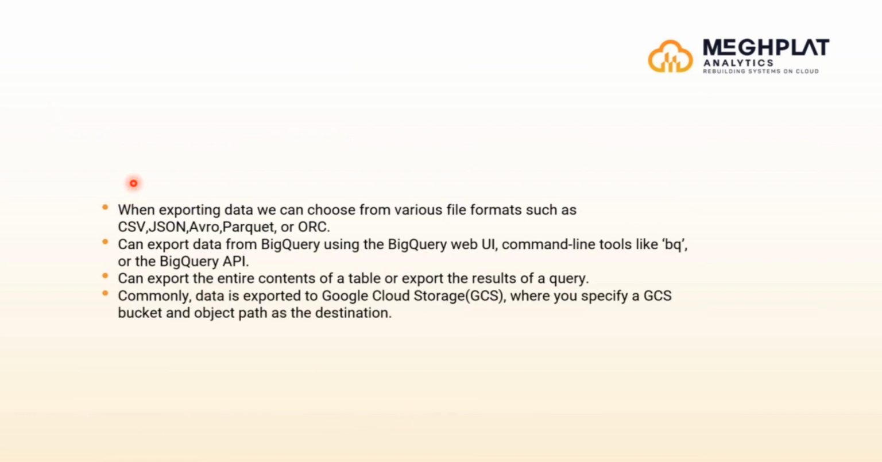We need to remember this: when exporting data, we can choose from various file formats such as CSV, JSON, Avro, Parquet, or ORC. We can export data from BigQuery using the BigQuery web UI, command line tools like bq, or the BigQuery API. We can export the entire contents of a table or export the results of a query. Commonly, data is exported to Google Cloud Storage, where we specify a GCS bucket and the object path as the destination.